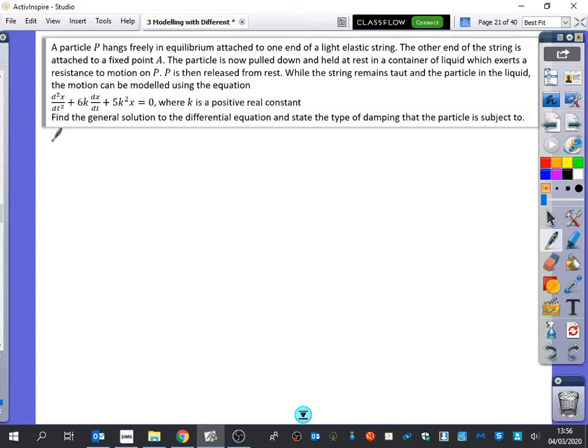But if you were to think about what this looked like, you've got something on a piece of string inside some liquid, and it's being pulled down. So there is going to be some kind of tension pulling it up, and there's also going to be some kind of resistive force, which is to do with the liquid. When you put all of those things together, they've told you that it comes up with this differential equation. All we have to do is solve it. So we've got the second derivative plus 6k times the first derivative plus 5k squared x equals 0.